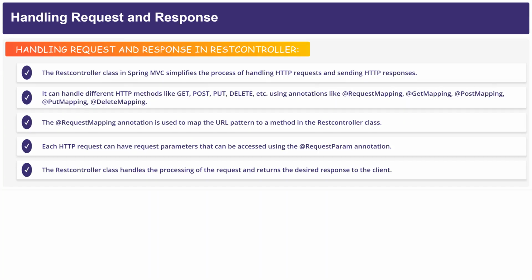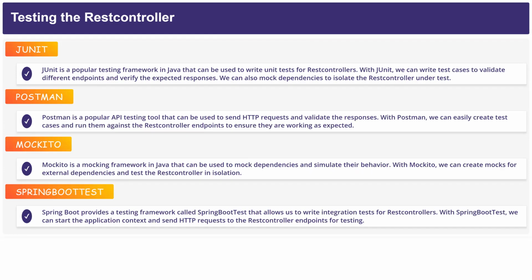In the previous segment, we discussed mapping HTTP methods in the RestController. Now let's dive into how to handle requests and responses in a RestController. First, let me explain the key points. The first point is about JUnit.